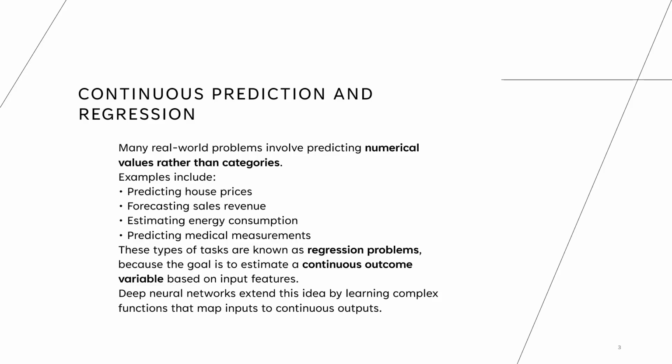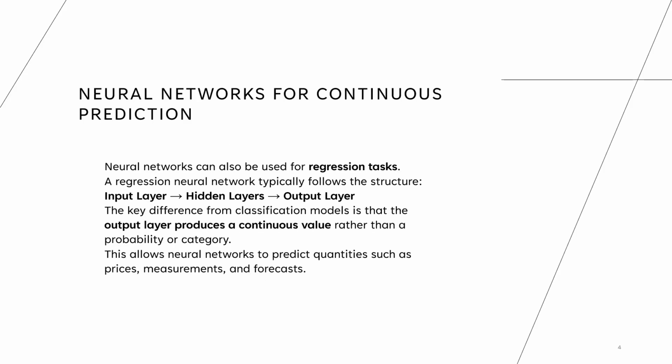All of these examples share one important characteristic. The outcome we are trying to predict is a continuous number rather than a category. Problems of this type are known as regression problems. In regression, the goal is to learn a function that maps input features to a continuous outcome variable. Traditional regression models attempt to learn this relationship using relatively simple mathematical functions. Deep neural networks extend this idea by learning far more flexible functions, allowing them to capture complex relationships between inputs and outputs. Because of this flexibility, neural networks can often model patterns that would be difficult or impossible for simpler regression models to represent. Now that we understand what regression problems are, the next question is how neural networks can be used to solve them.